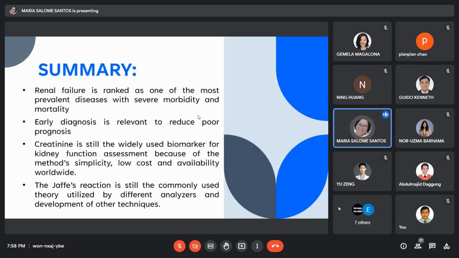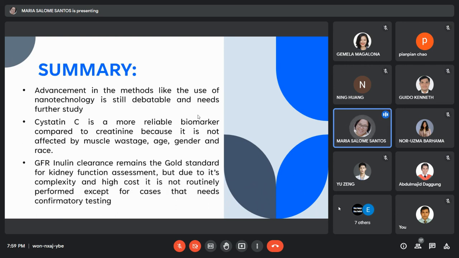For the summary, renal failure is ranked as one of the most prevalent diseases with severe morbidity and mortality. Early diagnosis is relevant to reduce poor prognosis. Creatinine is still the widely used biomarker for kidney function assessment because of the method simplicity, low cost, and availability worldwide. The Jaffe reaction is still the commonly used theory utilized by different analyzers and for the development of other techniques. The advancement in the methods like the use of nanotechnology is still debatable and needs further study.